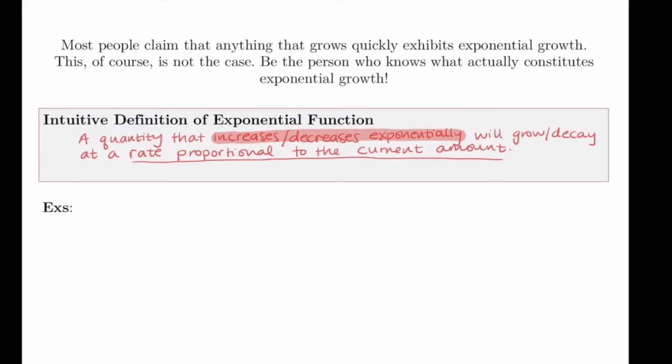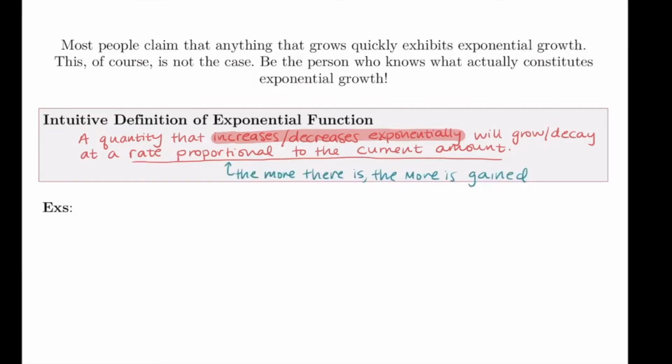Well, we are in calculus and we've been talking about rates of change, and so that has to do with the derivative and how fast something's changing. We'll talk more specifically about this in section 4.6, but proportional to the current amount means that the rate at which the quantity is changing is dependent on how much of the quantity exists. Another way to think about this: the more there is, the more is gained. Or if you have less, then the less you lose.